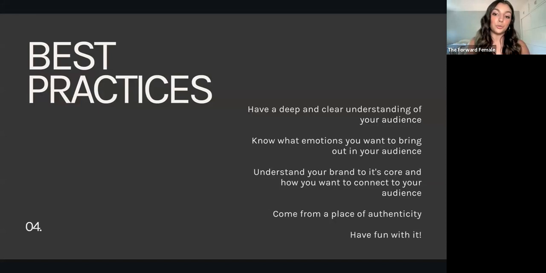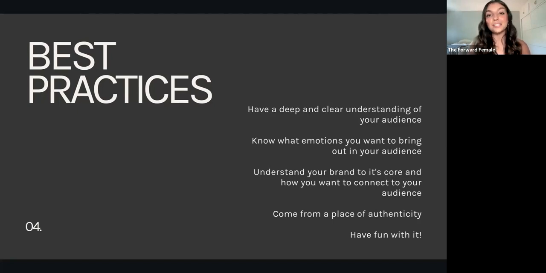Understand your brand to its core and how you want to connect with your audience. So how exactly do you want your brand to be perceived by your audience? How do you want the interactions to go? How do you want the relationship to look? And does that align with the core of who your brand is?